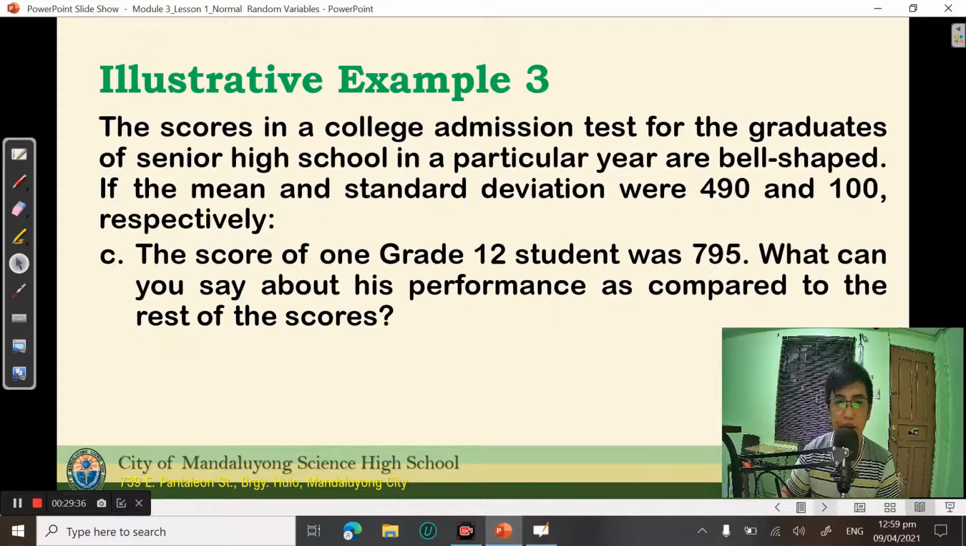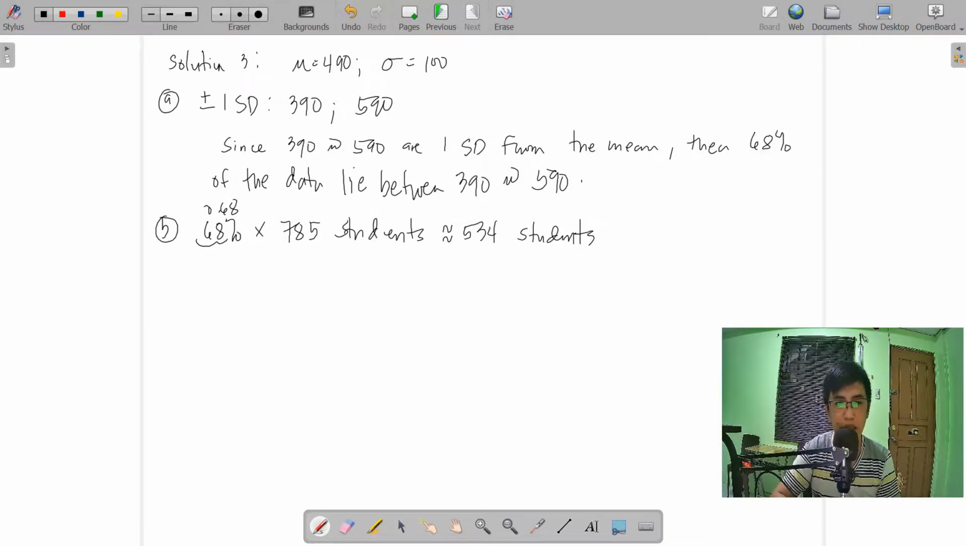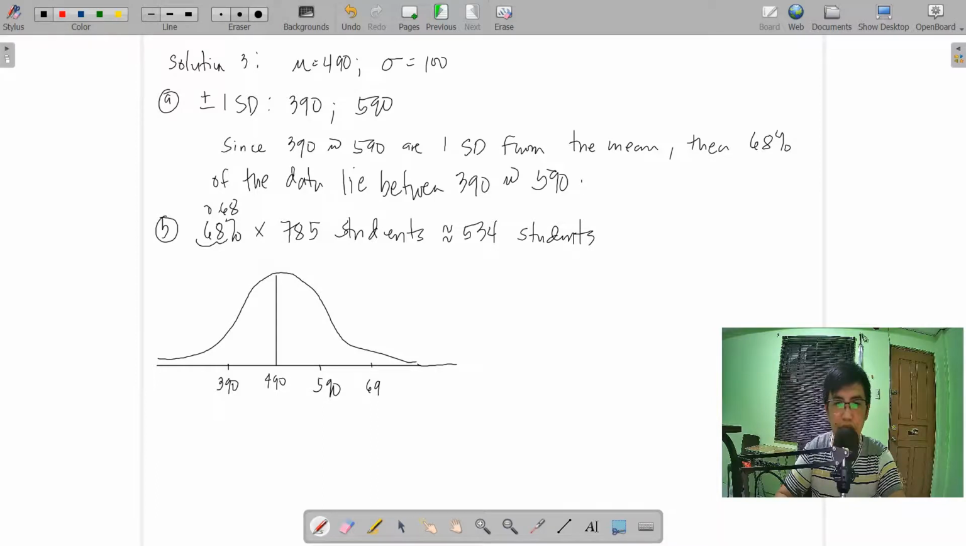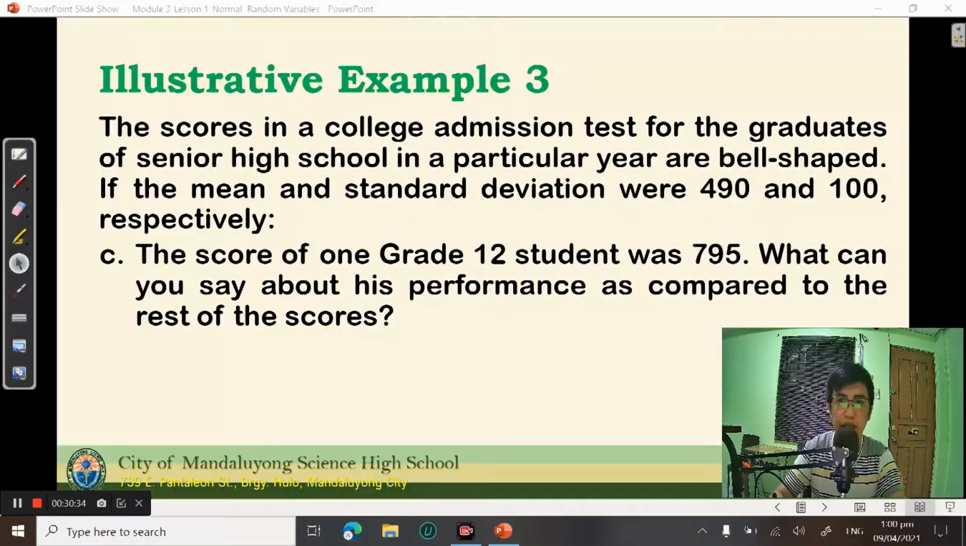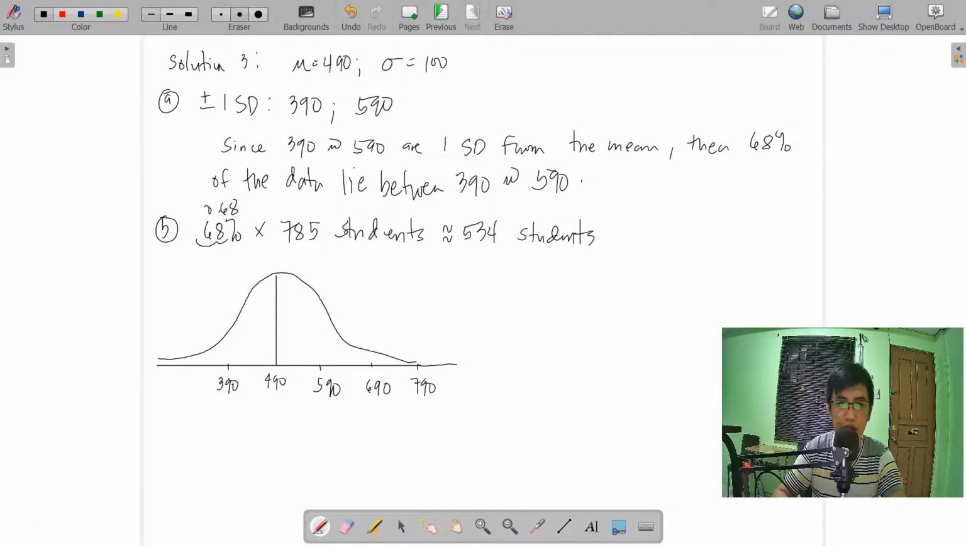Now, the score of one grade 12 student was 795. What can you say about his performance as compared to the rest of the scores? What can we say? First, before we answer that, let us illustrate. Here is a straight line. This is 490. This is 390. This is 590. And this is 690. This one would be 790. Sorry. One student got 795. So, 795 will lie somewhere here.